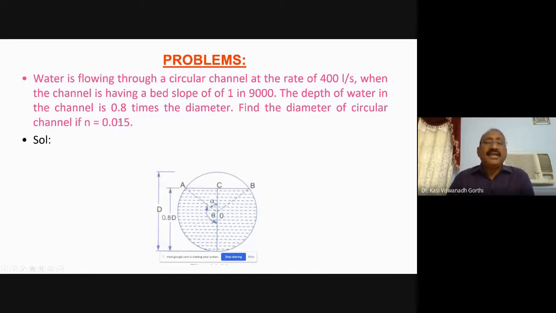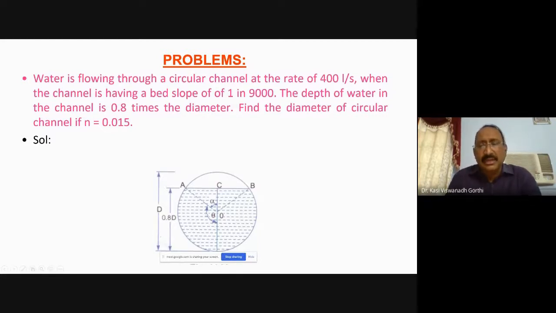The depth of water in the channel is 0.8 times the diameter. In the figure you may see the depth of flow is 0.8 times the diameter. Up to the level ACB, the water is there in the circular channel section, and ACB is the free surface. Find the value of D if the Manning's n is given to be 0.015. Since Manning's n is given, we have to apply the Manning's equation.